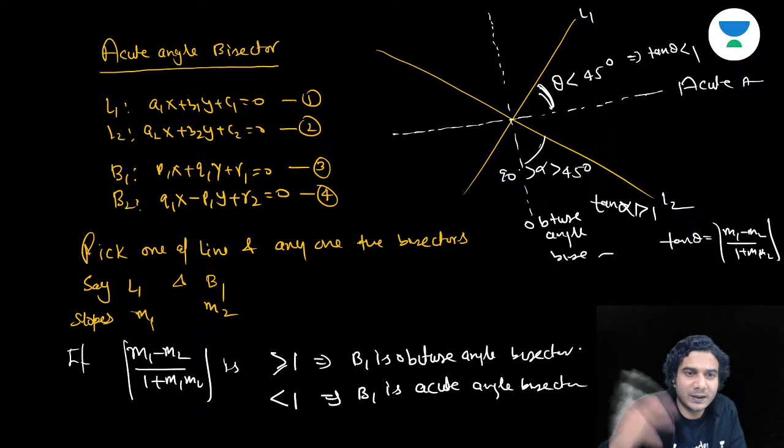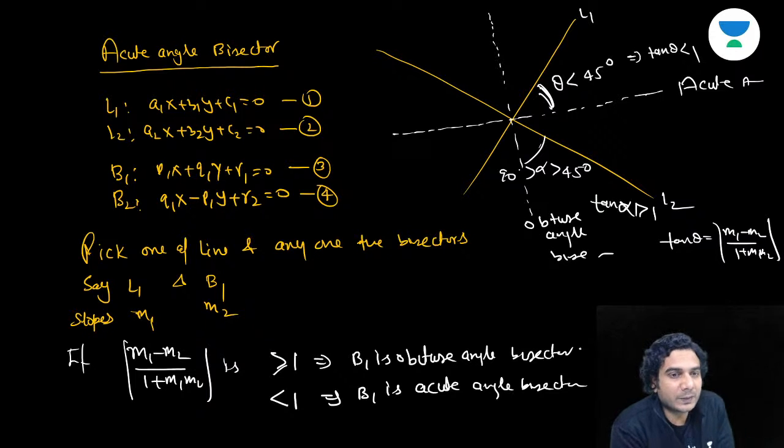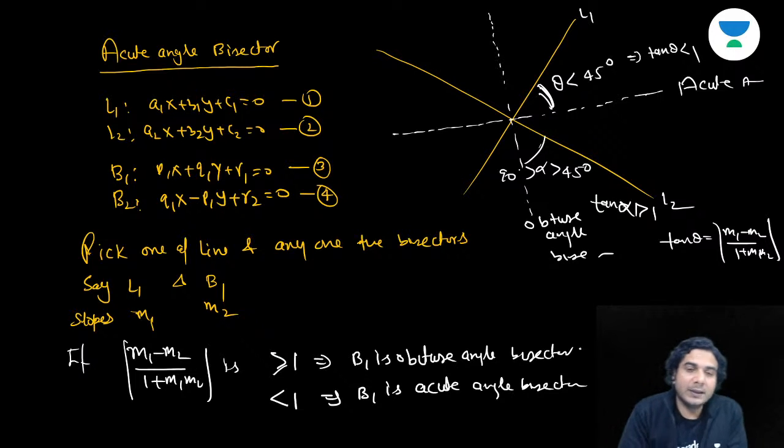No need to memorize something else, because sometimes they give expressions like: if a1 a2 plus b1 b2 is positive and c1 c2 are of the same sign, then the bisector is the acute angle bisector. But in that case you'll have to memorize some particular expressions with their signs. In this you don't need to memorize anything, just pick one bisector and one line and apply this formula immediately, m1 minus m2 upon 1 plus m1 m2. It will take 10 to 15 seconds to check whether it is more than 1 or less than 1, and immediately after checking it, you will come to know that the bisector you have selected is acute or obtuse, and the other one will be the opposite of that.